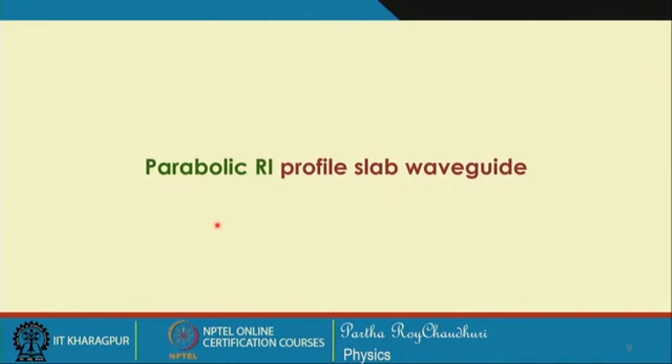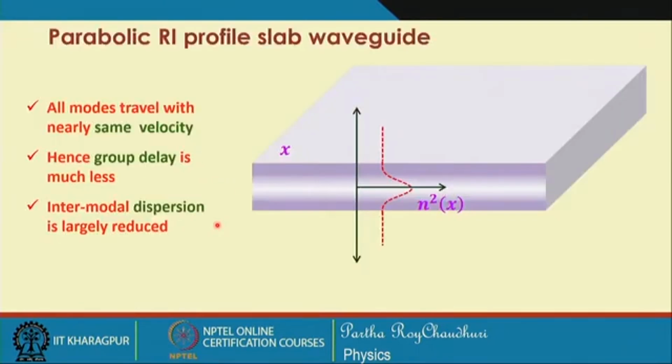So, we will first consider the parabolic index slab waveguide. An example of a parabolic waveguide, schematically, looks like this. You have the highest refractive index at the center, and as you move away on either side, the refractive index falls and it assumes a constant value n 2 square.